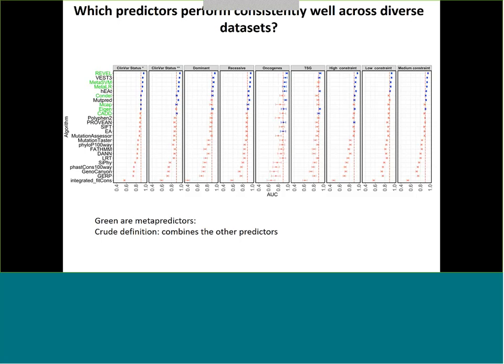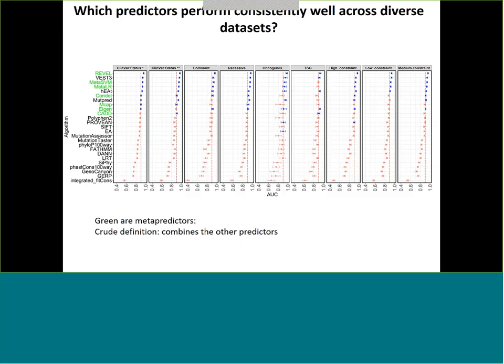Then the genes are subdivided into high constraint, low constraint, and medium constraint based on the missense Z-scores, and then their performance across those subsets of genes separately. And as you can see, the rank order doesn't really change, with REVEL performing the best across all of them, as well as BayesDel. And these in green are the metapredictors, which is kind of not surprising. I mean, BayesDel technically is also a metapredictor. It's an ensemble predictor. It uses a lot of features.